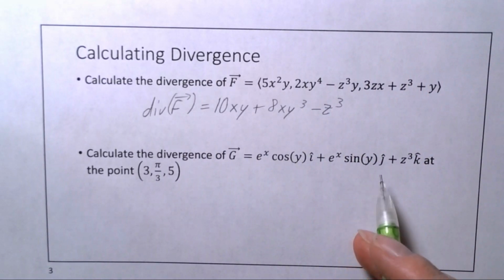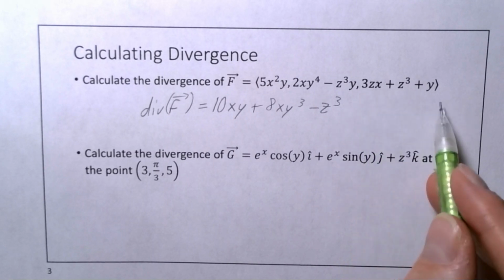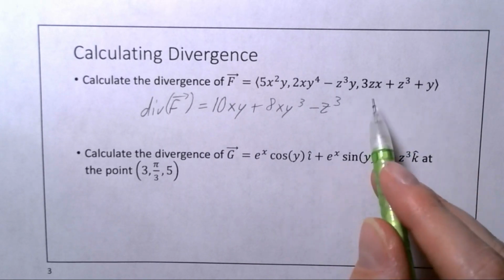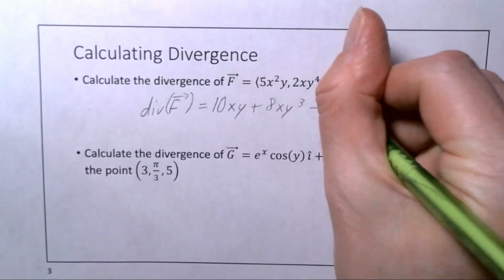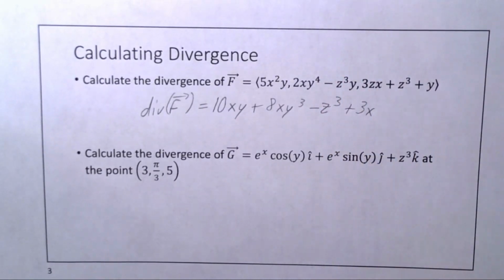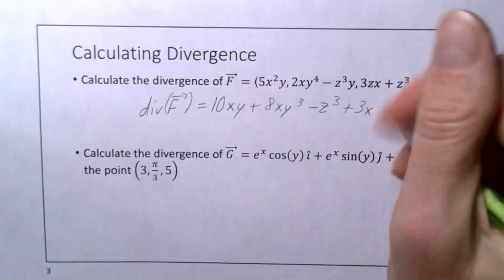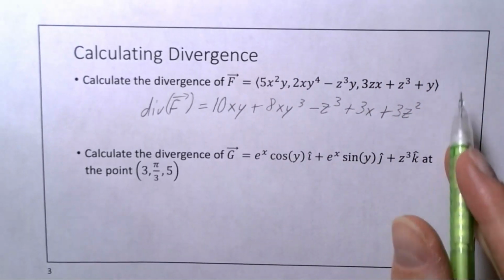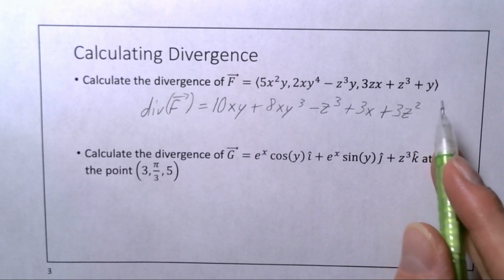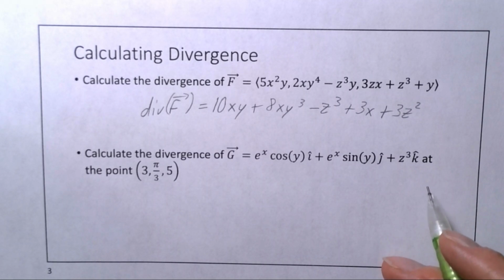So that's the derivatives of the first two components. Then we take the derivative of the third component with respect to z. The derivative of 3zx with respect to z is 3x. The derivative of z to the third with respect to z is 3z squared. And the derivative of y with respect to z is just 0, so that can be left off. And right there, we have the divergence of f. That's all we have to do.